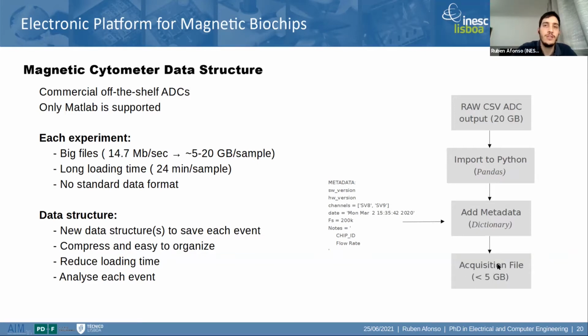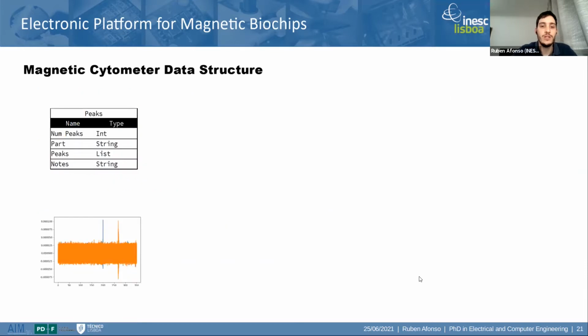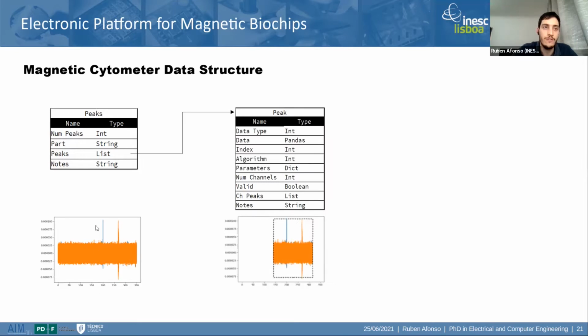Also, this file can be loaded in around 10 seconds. So a huge improvement in performance. Since we are talking about data structure, each event that we detect is also stored in its own format. Imagine we have a sparse signal and lots of noise. The event in the middle is the important one. So when we find it, we only save this event and the region around it. We do not save everything.